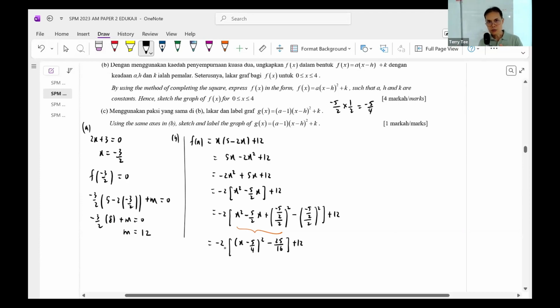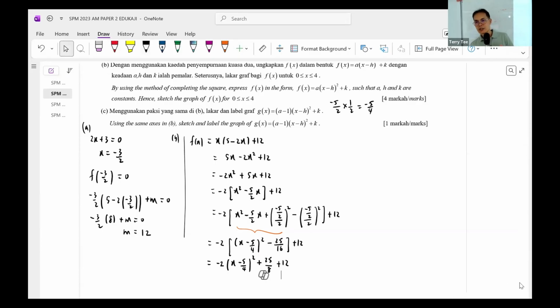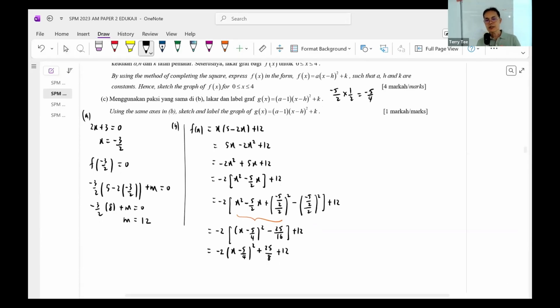Now, this negative 2, I need to multiply in. As I multiply inside, it is minus 2 of (x minus 5 over 4) squared, and 25 over 16. Negative times negative becomes positive. 16 and 2 cancel, left with 8, plus 12. Okay, now let me simplify this further. Okay, 8 times 12 is what?